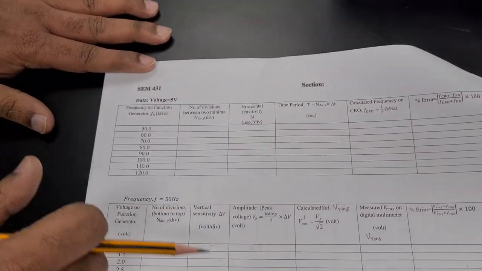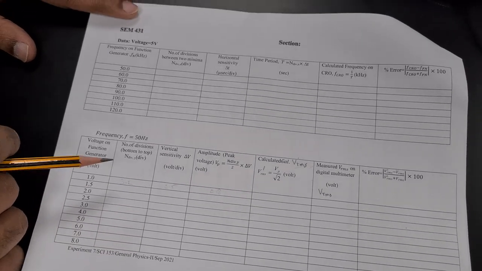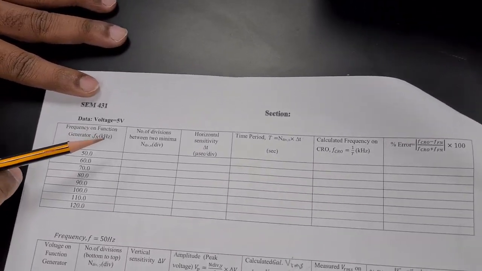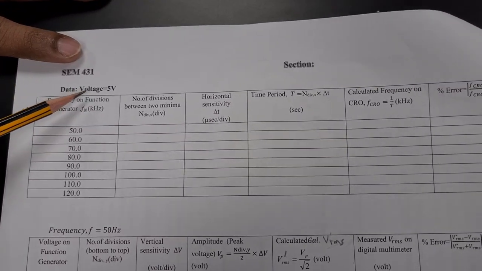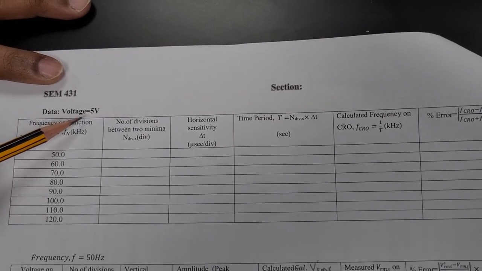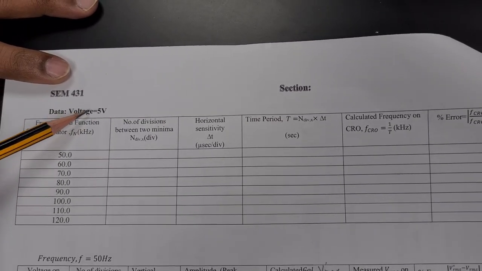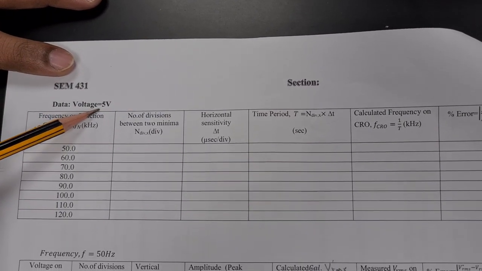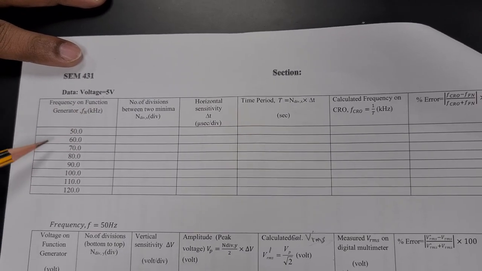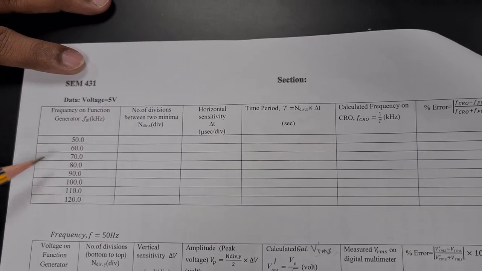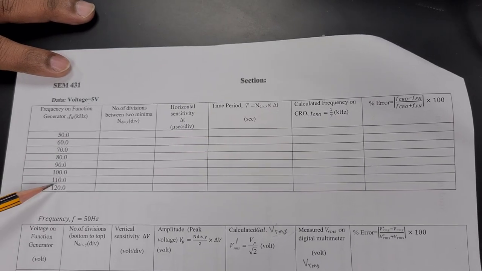You have two big tables. The first table, we are going to fix our voltage as a constant. What is our voltage here? We have to fix 5 volts. But in the first table, we are going to change the frequency, in terms of kilohertz.